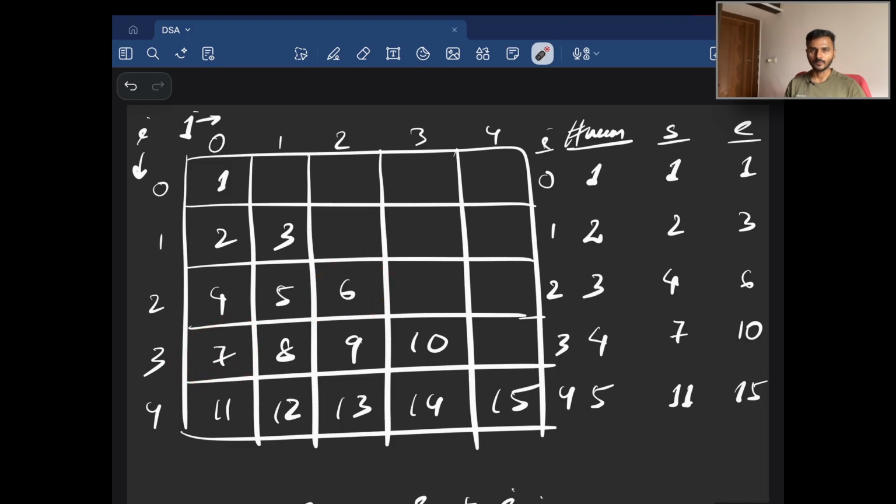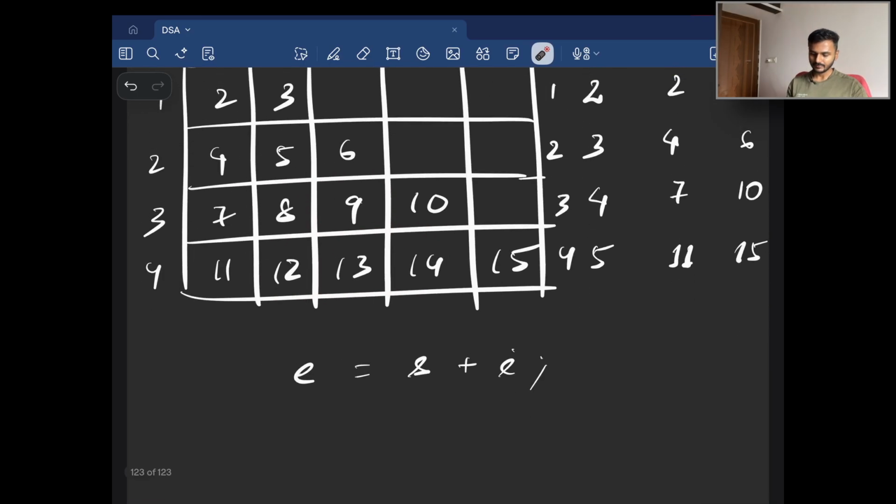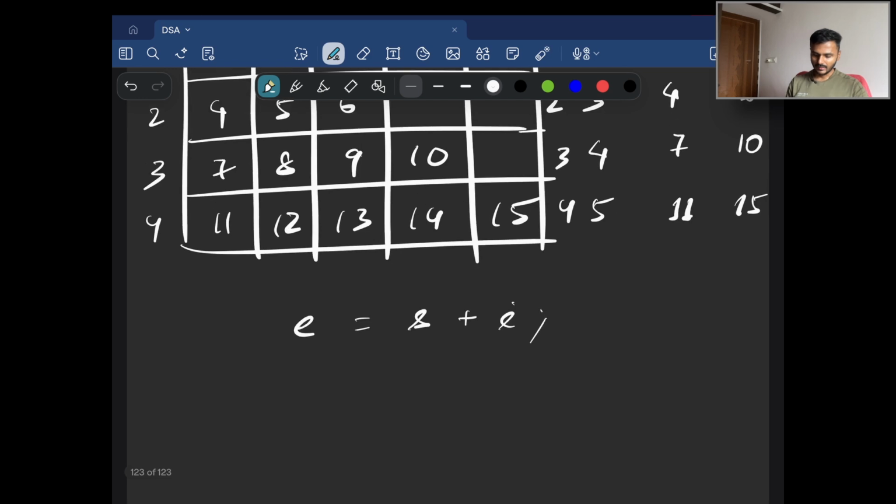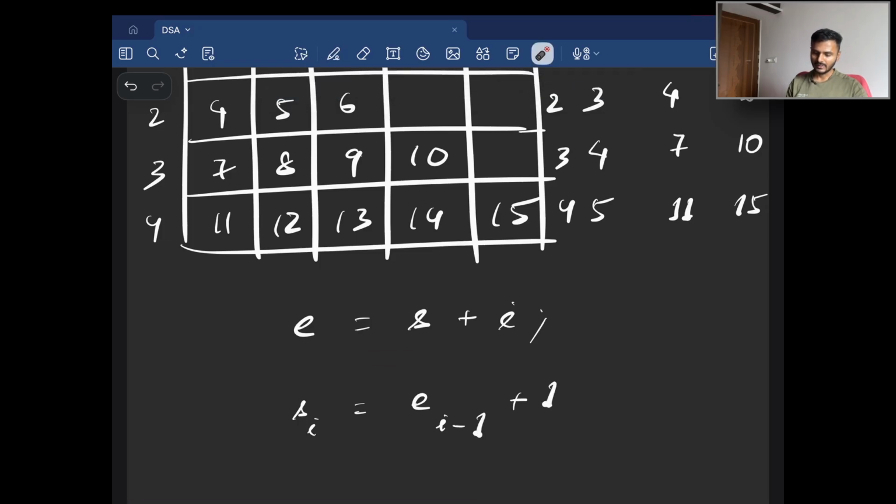So what does this tell you? This tells you that the start value in any given row will be the end value of the previous row plus 1, right? So can I say that start value of a given row, so S_i, where i starting from 0 and going all the way up to n minus 1, will be equal to the end value of the previous row plus 1, right? So this is another relation that we have got.